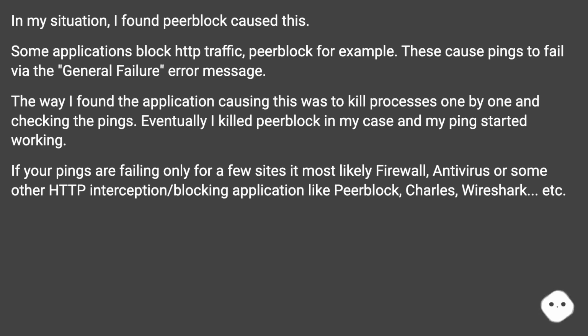If your pings are failing only for a few sites, it's most likely a firewall, antivirus, or some other HTTP interception or blocking application like PeerBlock, Charles, Wireshark, etc.